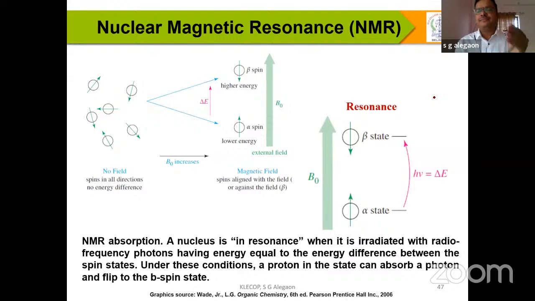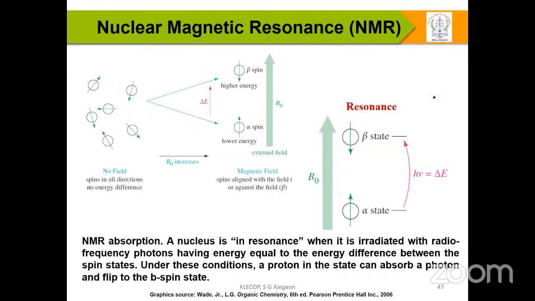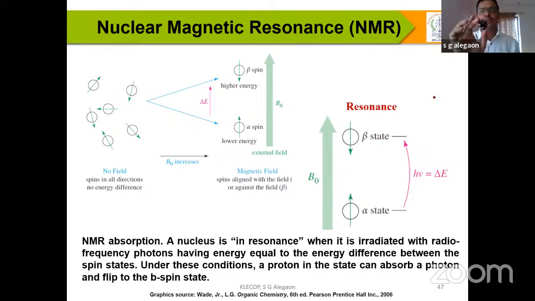Can you see what I am holding? This is simple. Your child used to play with a normal magnet. These magnets are oriented in all directions. They are not homogeneously aligned.